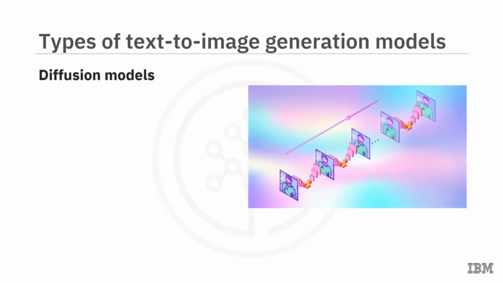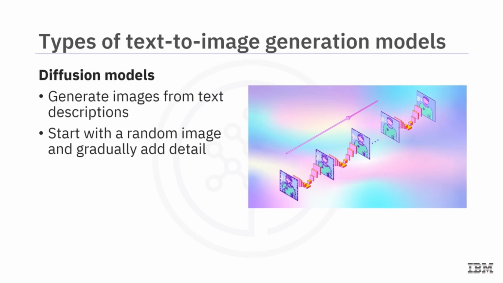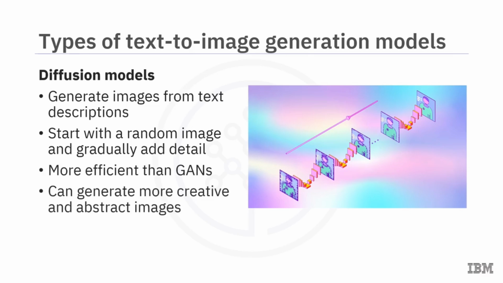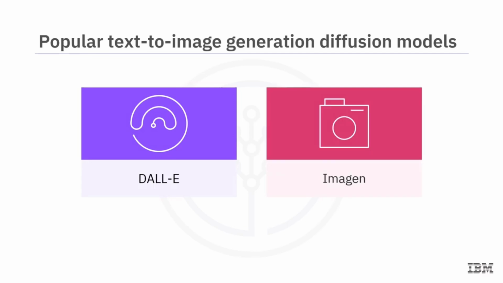Diffusion models are also a type of machine learning model. They are used to generate images from text descriptions. They work by starting with a random image and gradually adding detail to the image until it matches the text description. Diffusion models are typically more efficient than GANs and can be used to generate more creative and abstract images. Let's explore the most popular text-to-image generation diffusion models, DALL-E and Imagen.